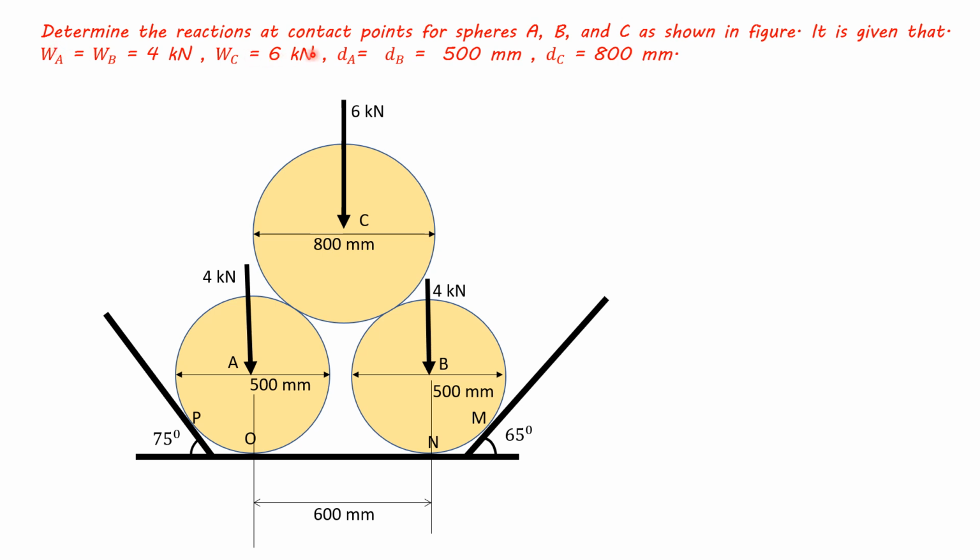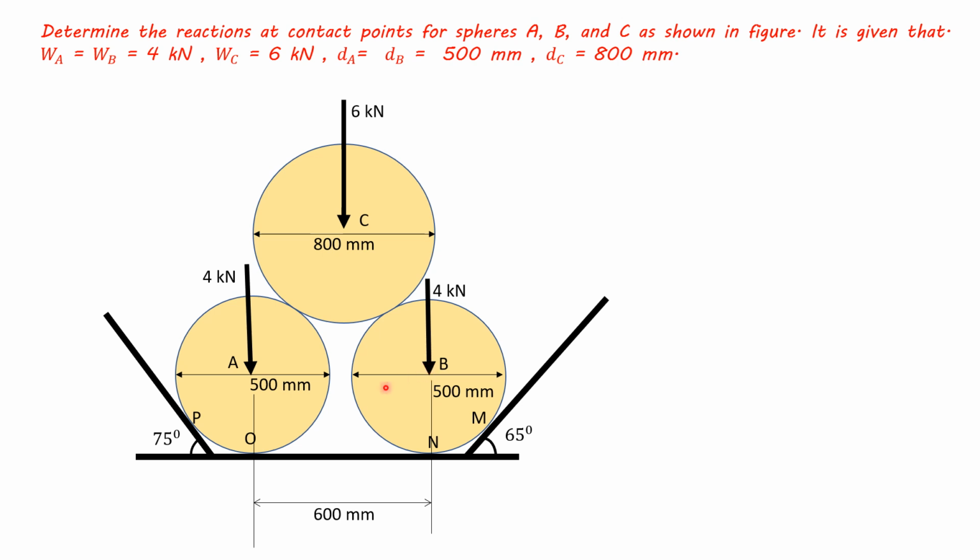Determine the reactions at contact points for spheres A, B, and C as shown in the figure. It is given that WA equal to WB equal to 4 kN, WC equal to 6 kN, DA equal to DB equal to 500 mm, DC equal to 800 mm. This sphere has 6 kN. Its diameter is 800 mm. These two spheres have 500 mm diameter and have 4 kN self-weight.